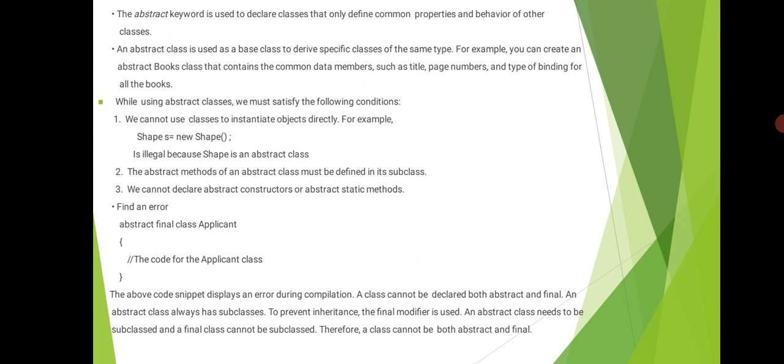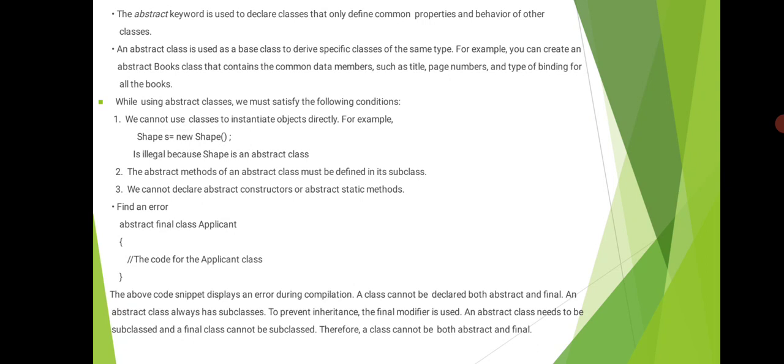So Applicant is a class having both the abstract and final keywords. Whether it is possible or not, it will give an error, right? Because abstract and final are enemies, they are opposite to each other. Final cannot be inherited but abstract must be inherited. Then this code will give an error. The above code snippet displays an error during compilation, and a class cannot be declared both abstract and final.